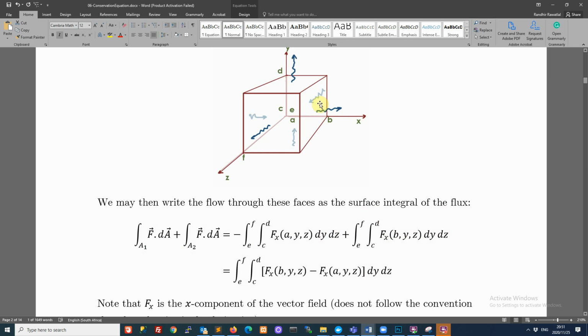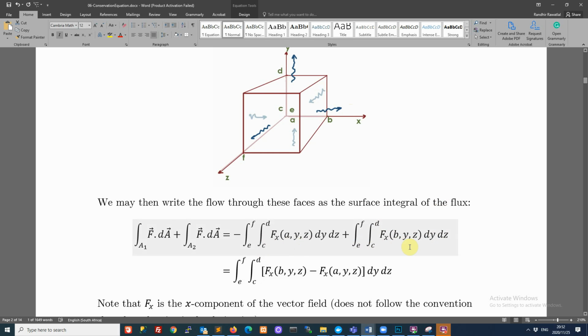Your outward vector from this area is in the same direction as f itself. So the product is going to be positive, and so this is a plus Fx, and then the area here is this value. Well, it's between c and d and e and f. So those are the contributions from the areas.